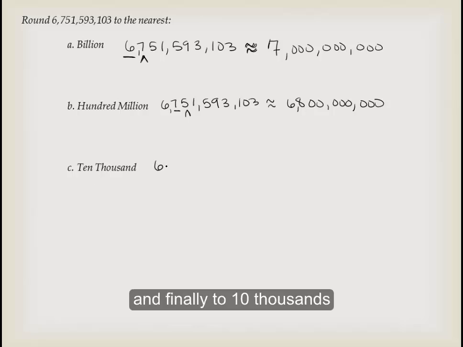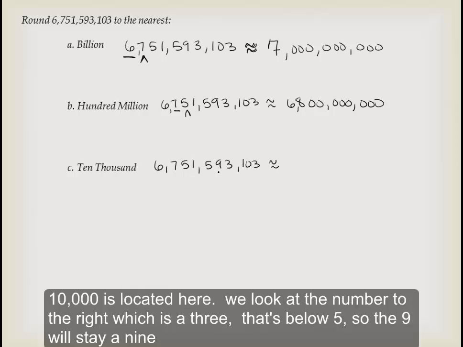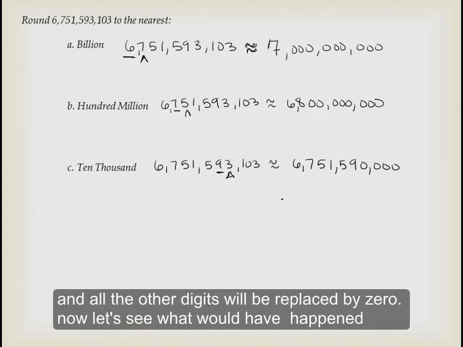And finally, to the 10,000s. 10,000 is located here. We look at the number to the right, which is a 3, that's below 5. So the 9 will stay a 9. And all the other digits will be replaced by 0.